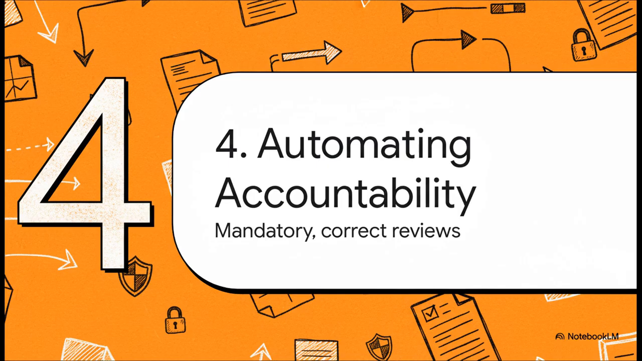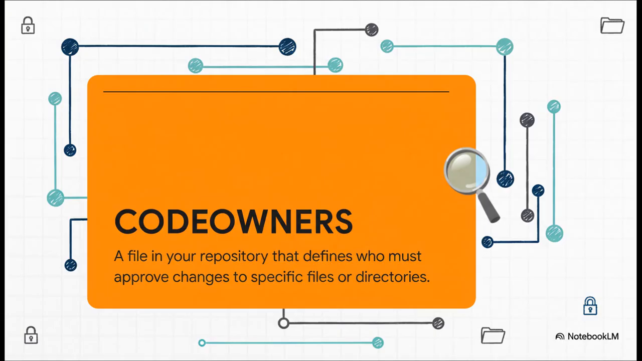Now, we can make this even stronger. We can totally eliminate the human error of having to remember who's supposed to review which document. We can automate accountability with a super simple but incredibly powerful feature that's already built into platforms like GitHub and GitLab. It's a little file called code owners. Don't let the name scare you. It's just a plain text file that lives in your repository, and its only job is to tell the system which people or which teams are in charge of which folders.